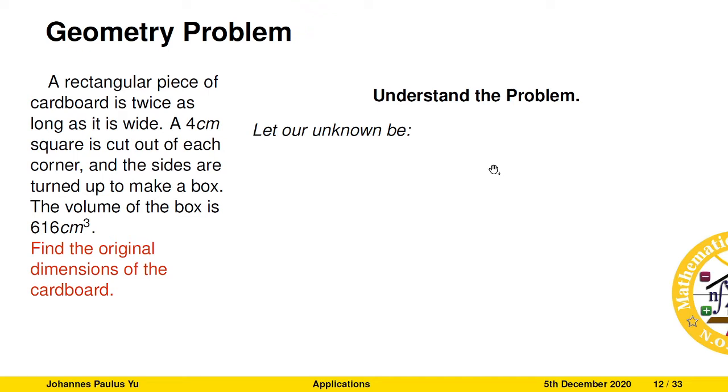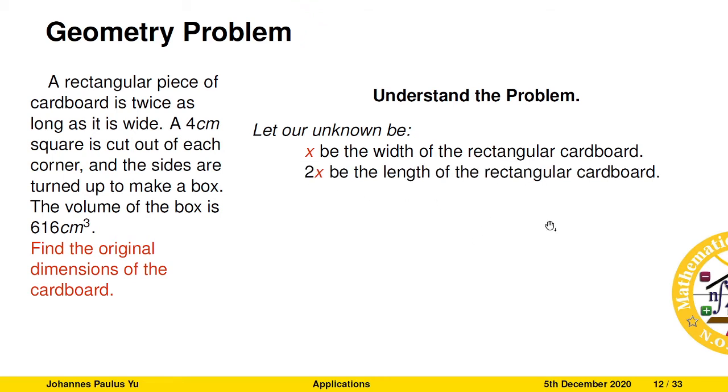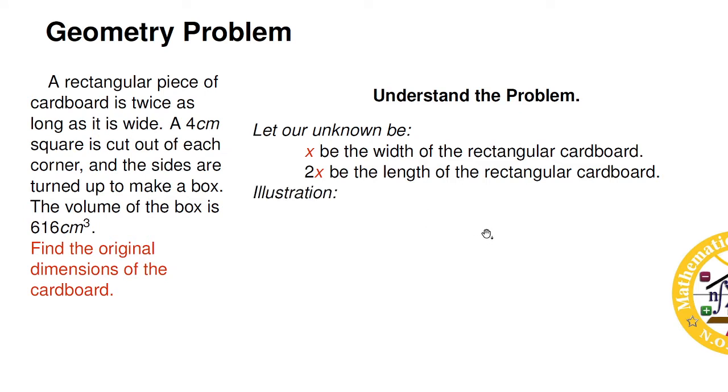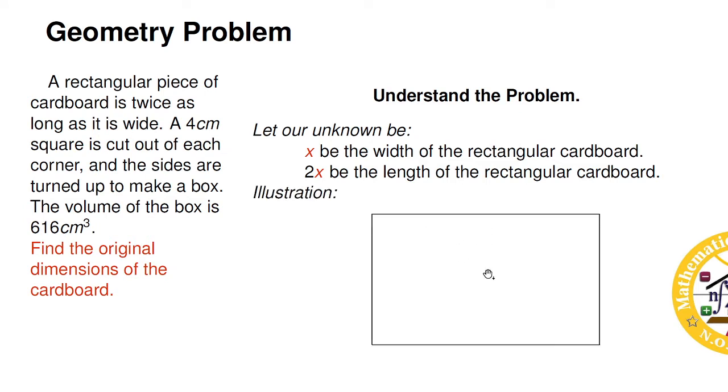Let our unknown be, first, we do not know what the width is. So the easiest in math, to represent, is to use symbols. And that is the symbol x, the width of the rectangular cardboard. And the length, of course, is double the width. So 2x is the length of the rectangular cardboard. And the next, illustrate. We have a cardboard. Its width is x, and its length is 2x.